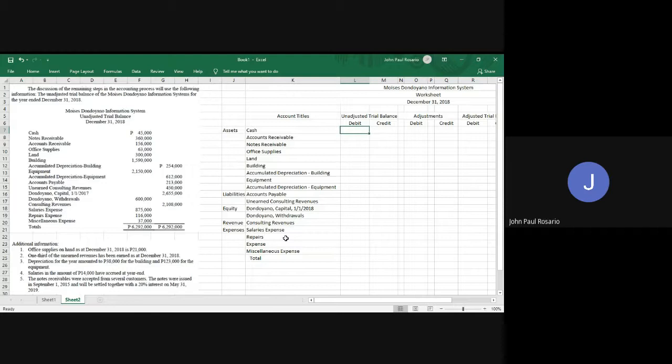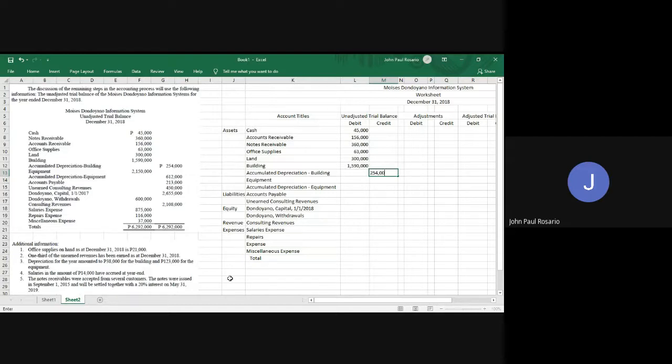So naka-debit ang left, naka-credit ang right. So debit 45,000, 360,000, 156,000. Baliktad ang amounts. Okay. 63,000, 300,000, 1,590,000, and then credit nga 254,000.